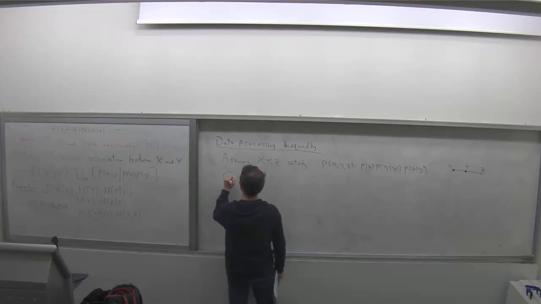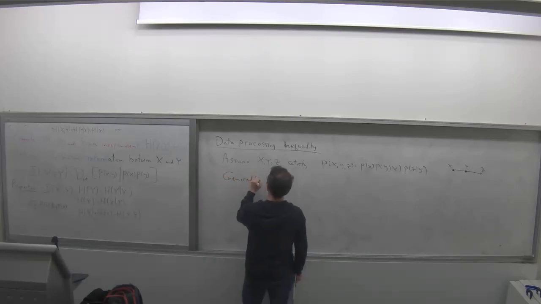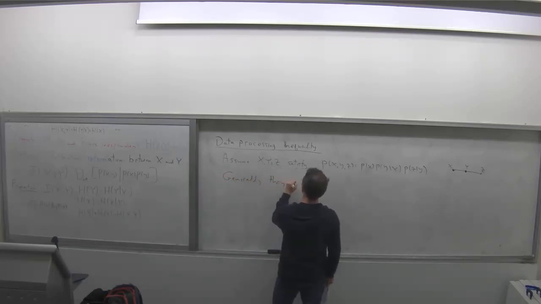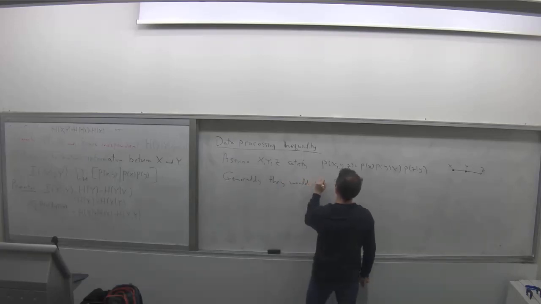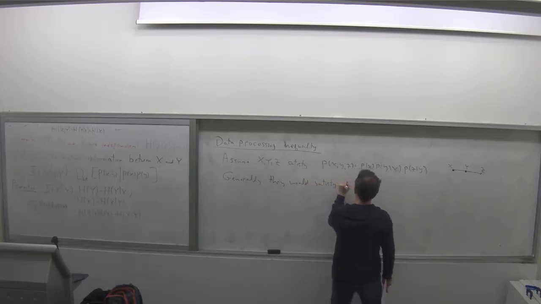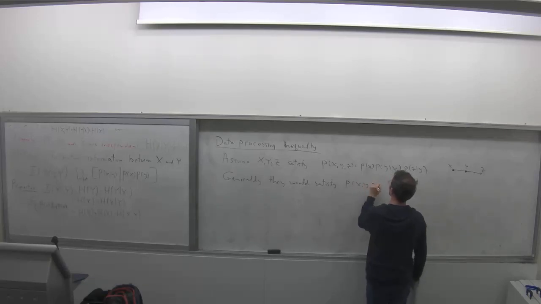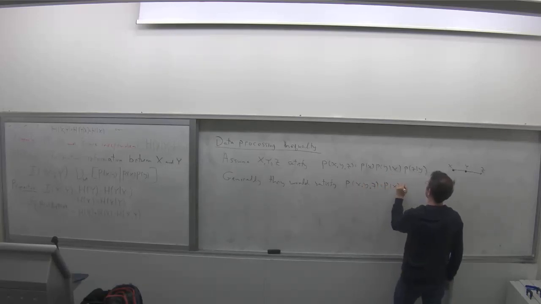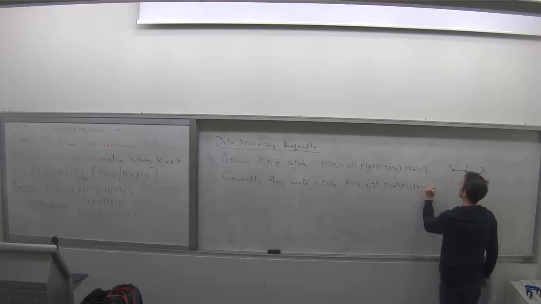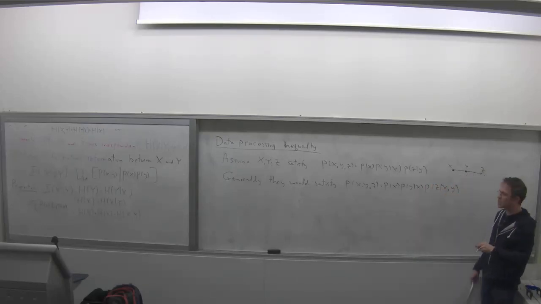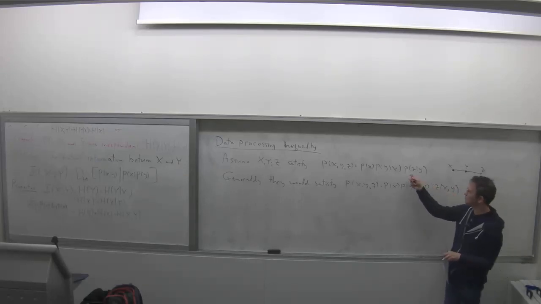Good question. Generally, you could always write P of X, Y, Z equals P of X times P of Y given X times P of Z given X and Y. This is always true. Now, we want to assume the setting where this is true.